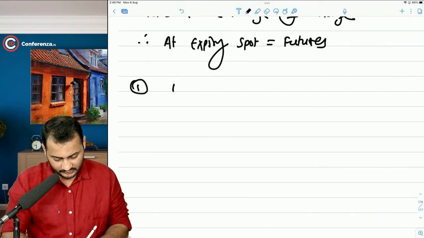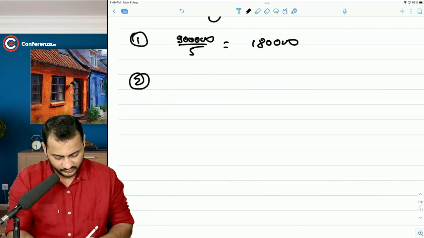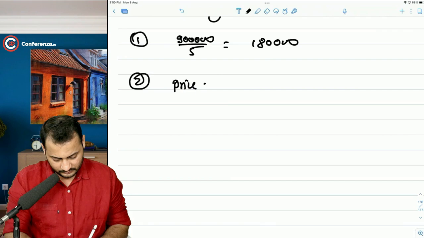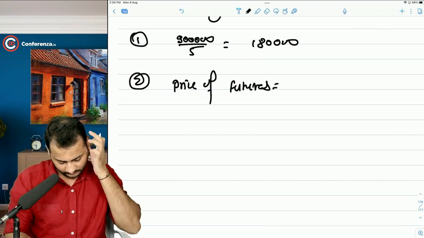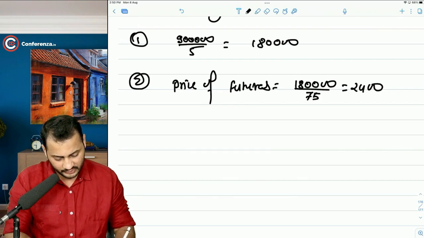First answer: 9 lakh by 5, 1,80,000. Second answer, first of all, price of futures: 1,80,000 divided by 75, that is 2,400.